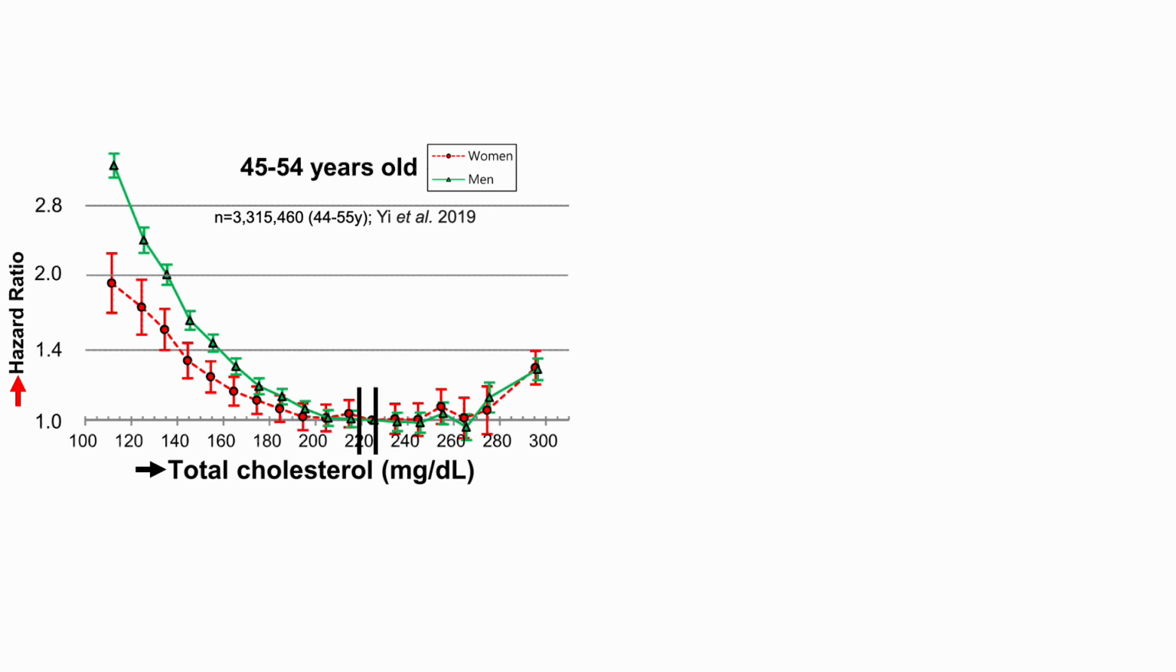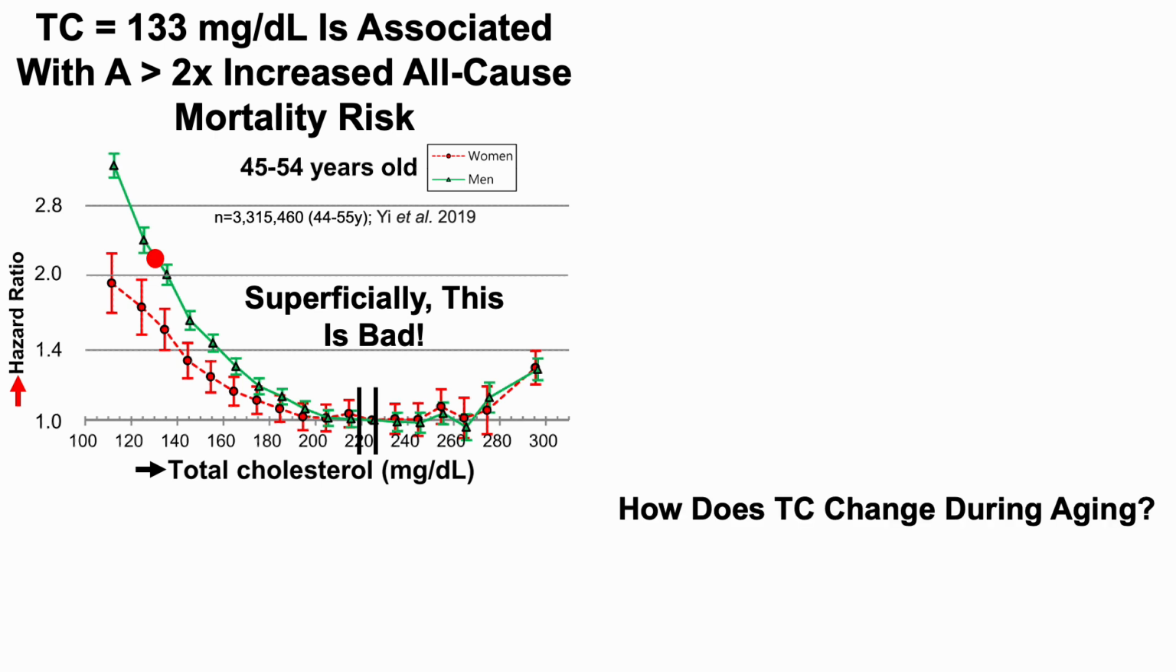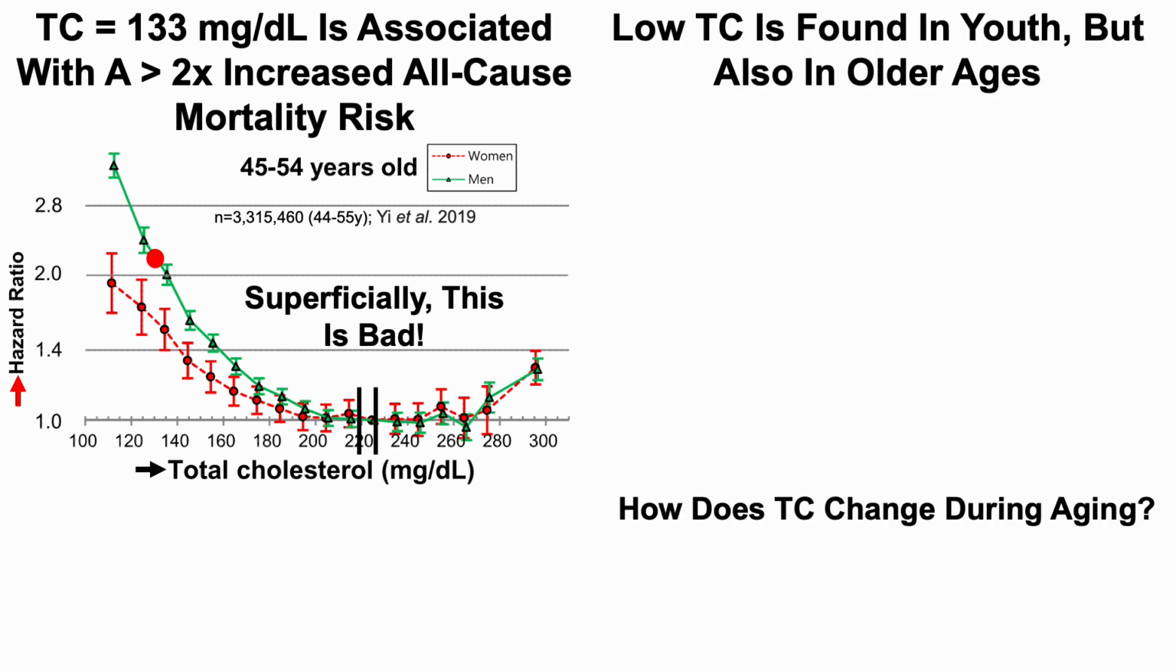So starting with the referent, which was defined as 220 to 229 for total cholesterol, and when putting my data into perspective, we can see that a total cholesterol of 133 milligrams per deciliter is associated with a more than twofold increased all-cause mortality risk. And superficially, this is bad news. So let's take a look at the aging data for a little bit more perspective.